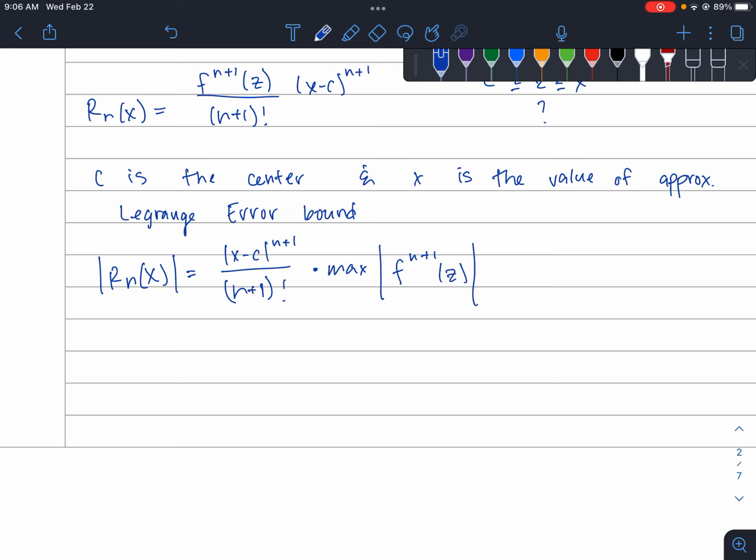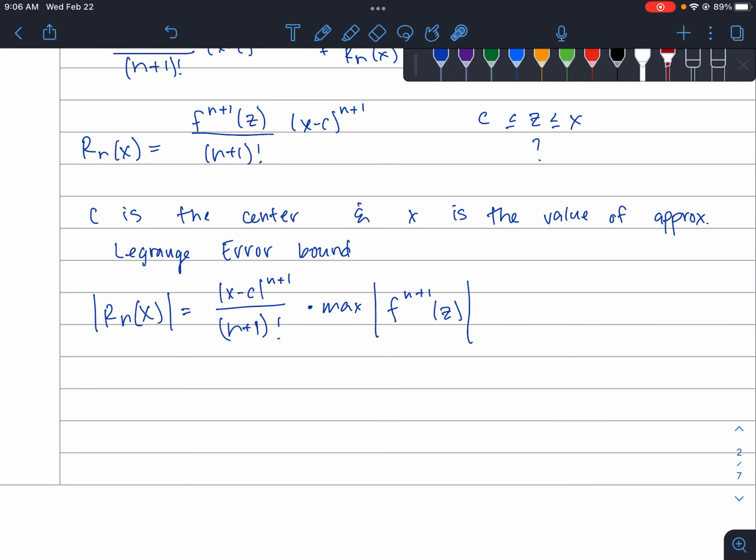Okay, so this right here is the Lagrange error bound. This is what we're going to use. Instead of actually finding the exact value of z, which we won't be able to find, we're going to choose c or x. One of these values right here will give us a maximum value of this approximation. So we're going to approximate this value right here by using c or x, whichever one will make this entire error the largest it can be. That right there will be the bound.